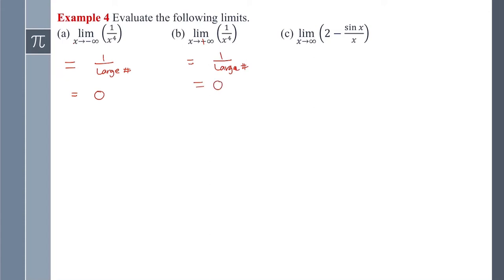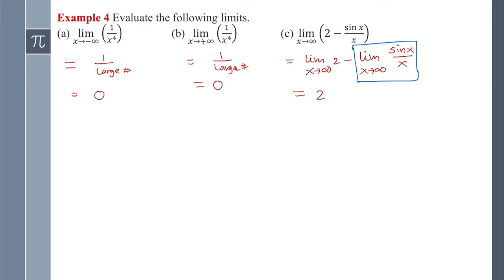Now for this one, we can distribute the limit. So we have the limit as x approaches infinity of 2 minus the limit as x approaches infinity of sine x over x. The first limit is just 2 because it's a constant function. For the second limit, we can use the squeeze theorem, as we did in one of the previous videos.